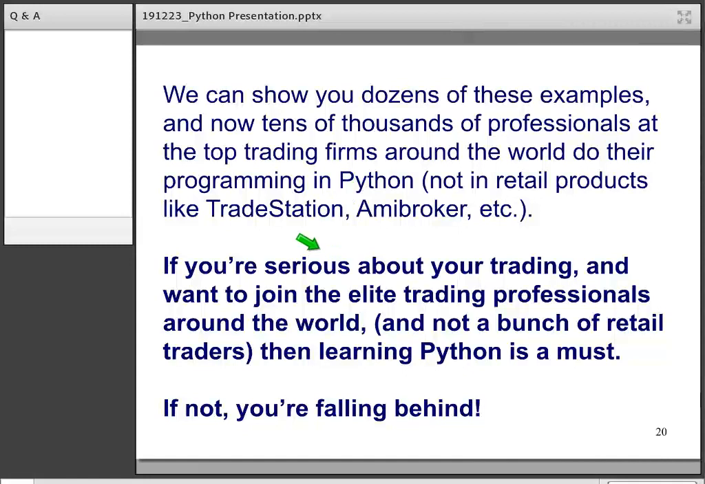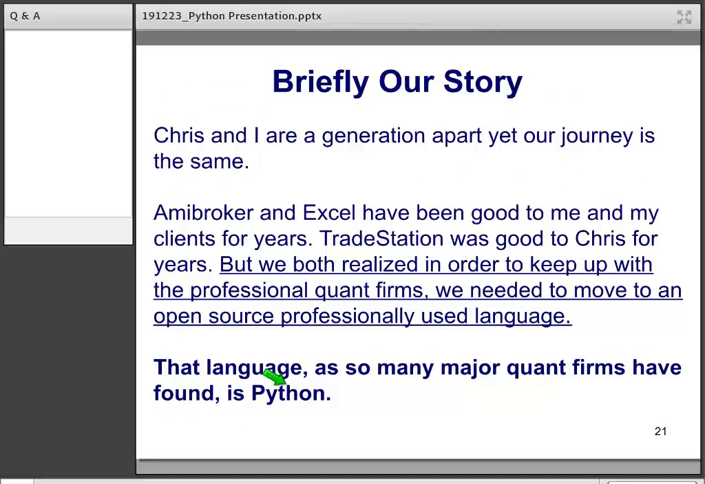Okay, so if you're serious about your trading and want to join the elite trading professionals around the world, and really not a bunch of retail traders. This is retail. Again, take nothing away from TradeStation and AmiBroker. They're fine platforms, but they're not professional platforms. And you just saw from all the professional firms out there, they want traders that program in Python. So if you're not doing it, it really is a must. And if you're not doing it, you're essentially falling behind the rest of the world on the professional side that's gone there.